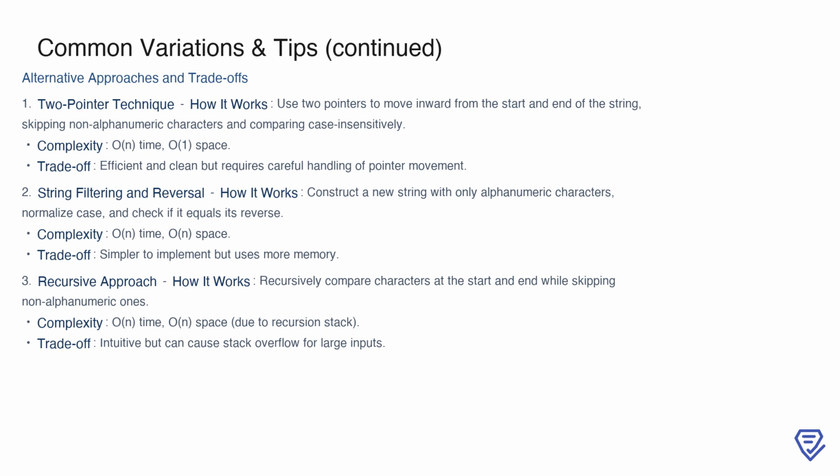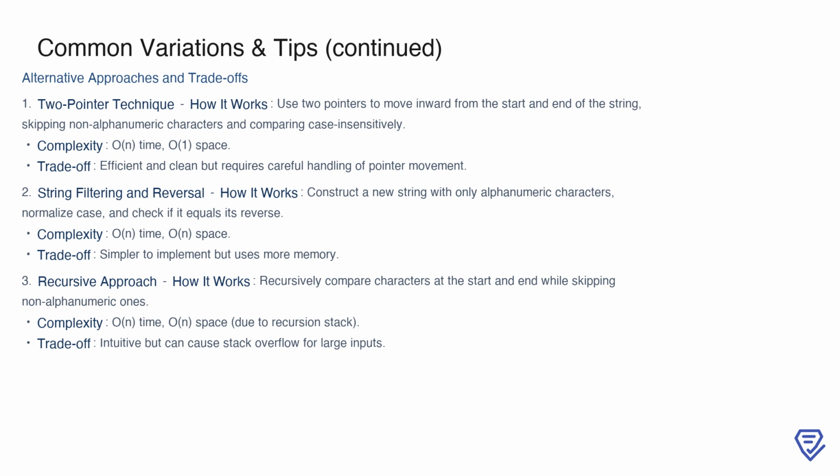Another option is to filter the string and reverse it. You create a new string containing only alphanumeric characters, normalize the case, and then check if it matches its reverse. While this method is simpler to implement, it uses O(n) space, which can be a disadvantage in memory-constrained scenarios.